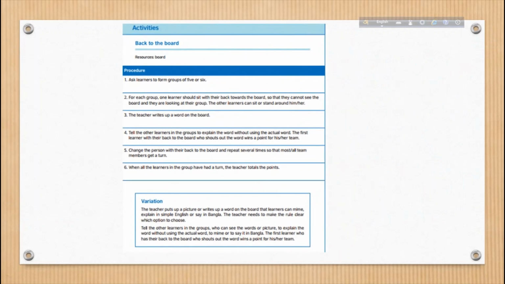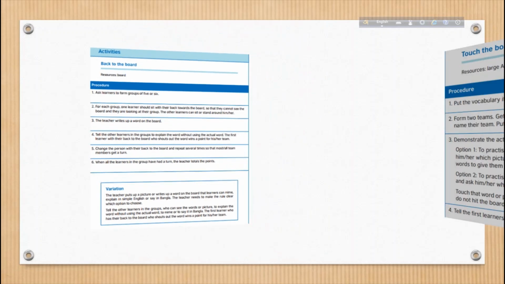Next, here are some game-like activities, and our TMT trainers are very familiar with this. Back to the board: how will we play the game? What will be the procedure? 1, 2, 3, 4, 5, 6. We can bring some variation here, and in that way we play the game back to the board. By playing the game our students will learn vocabulary, or we have to teach them vocabulary.